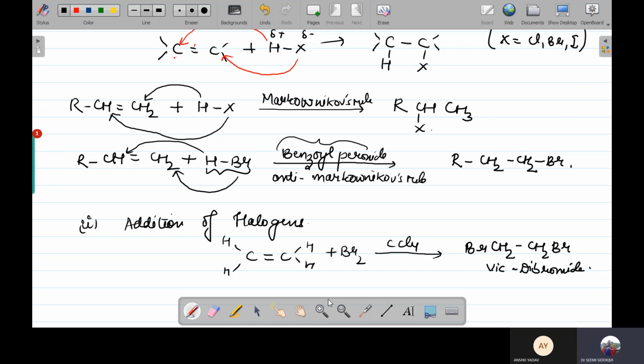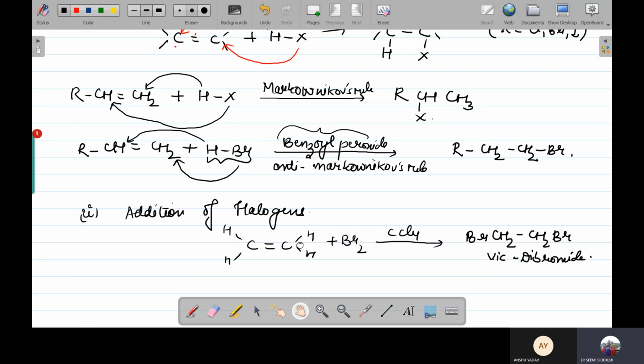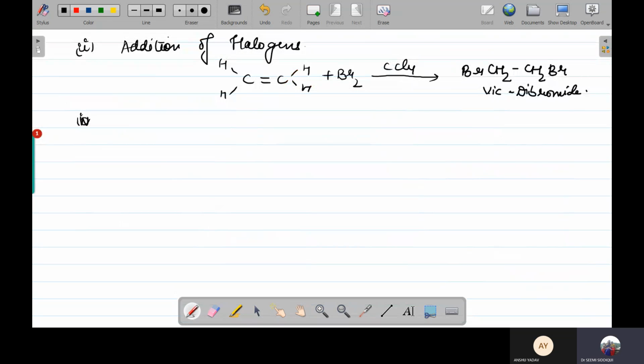With this, we finish the three preparations of the haloalkanes. The very first is from alcohols. The second is from hydrocarbons. The third is from alkenes. Now, the last preparation method for the haloalkanes is the fourth one. I should write it D. That is halide exchange.